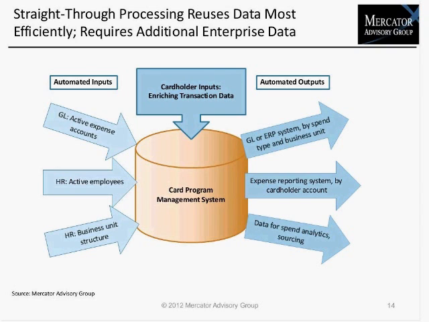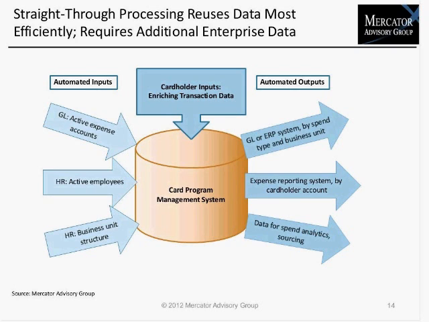Once it's reusable, now we can say, all right, the expenses that are in that card management system, we can pass those out the right-hand side of the diagram, the automated outputs. We'll feed the general ledger or the enterprise resource planning system by type of spend, by business unit, by part of the organization.